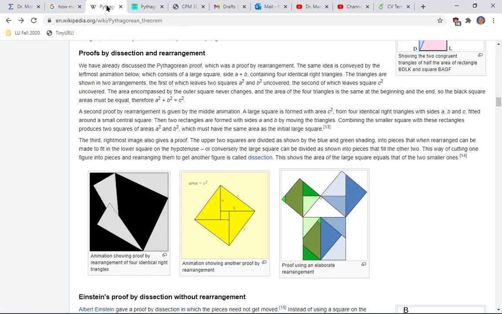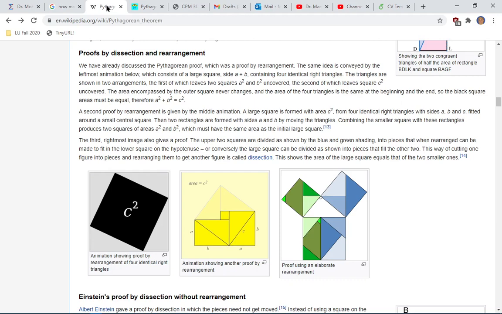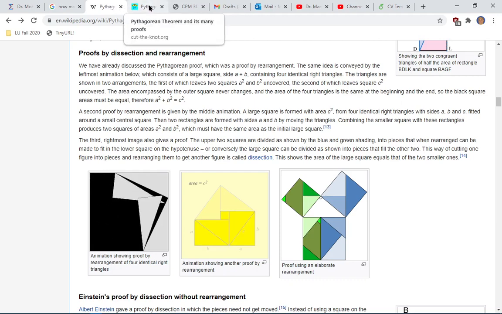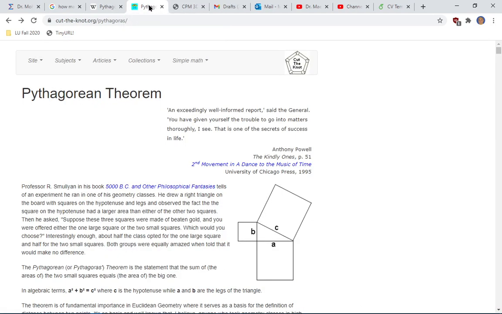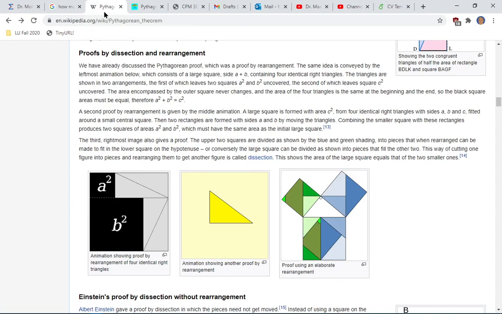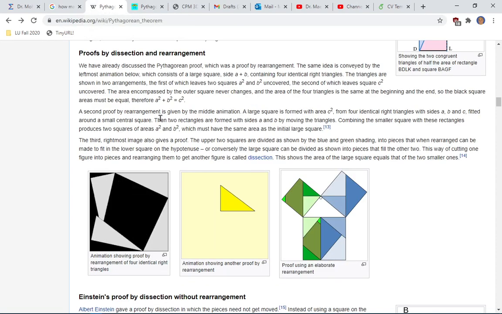Here is a page on Wikipedia where you can see animations quickly showing you why this theorem is true. If you want to dig deeper, there is this other website, cutthenut.org, where you can look at the proofs in a more mathematical and detailed style. So let's go ahead and take clues from one of these and develop our idea from that one.